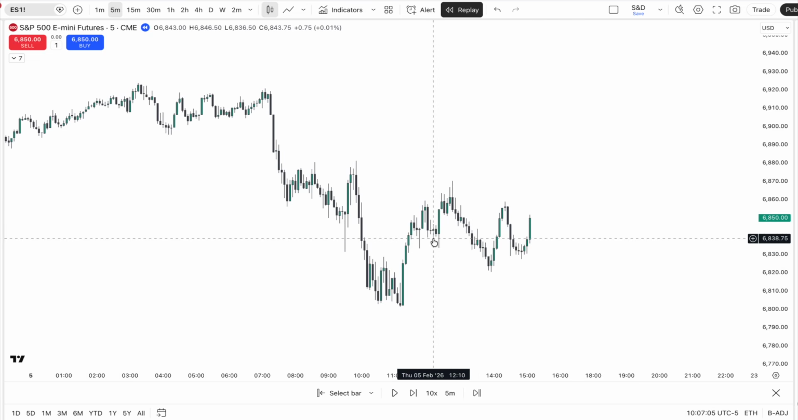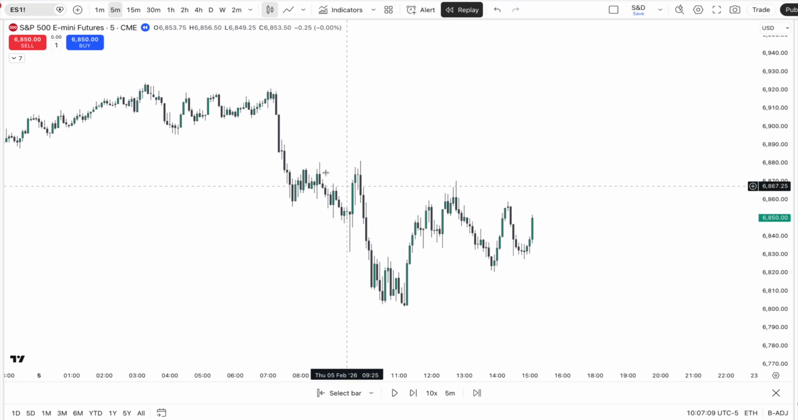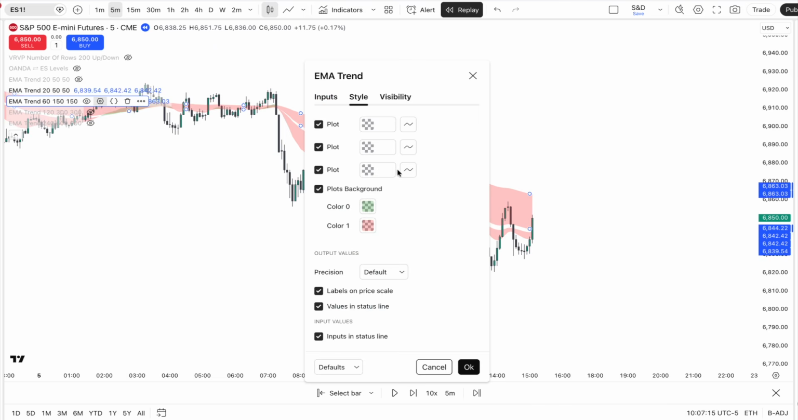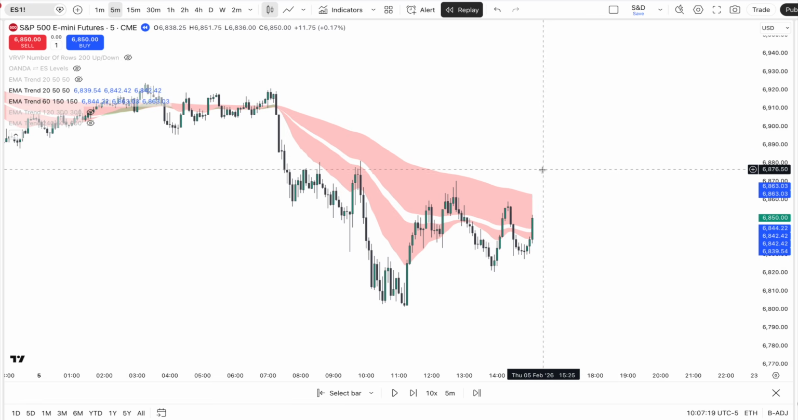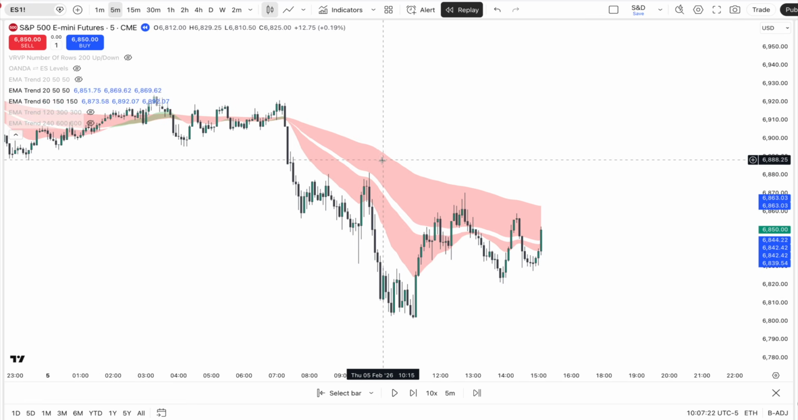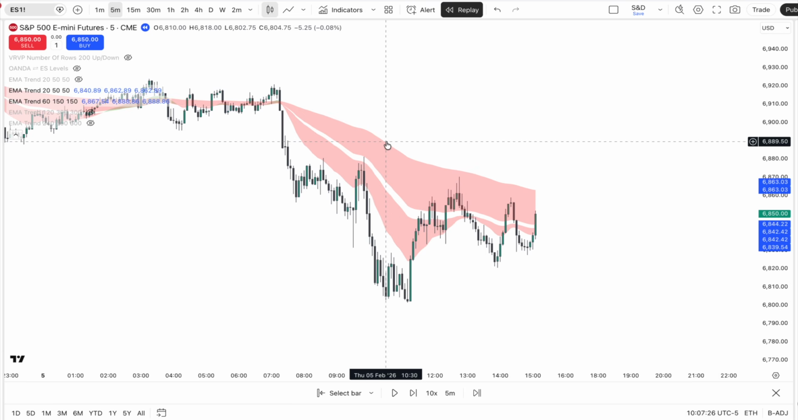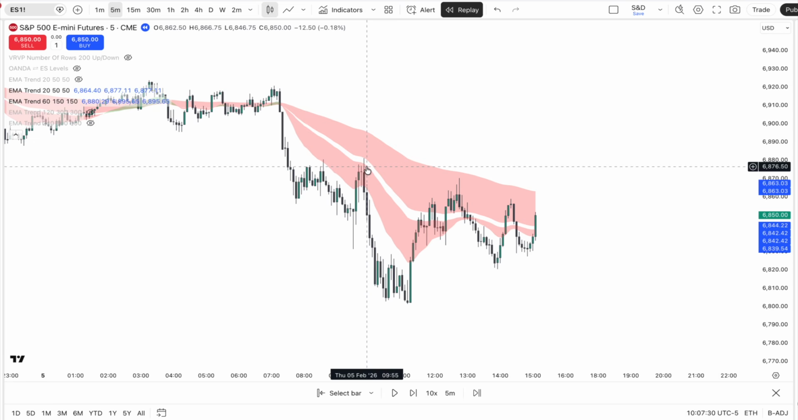We're going to be on the 5-minute, and this will be our lowest time frame. We already have the 5-minute cloud. Now we'll add this indicator 3 more times. For the next one, you're going to go into settings and change it to 60 and 150. And it should look something like this on your chart. This is going to be our 15-minute cloud. Since the 15-minute is 3 times the size of the 5-minute, the cloud settings will also be 3 times the size of the 20 and 50 cloud.